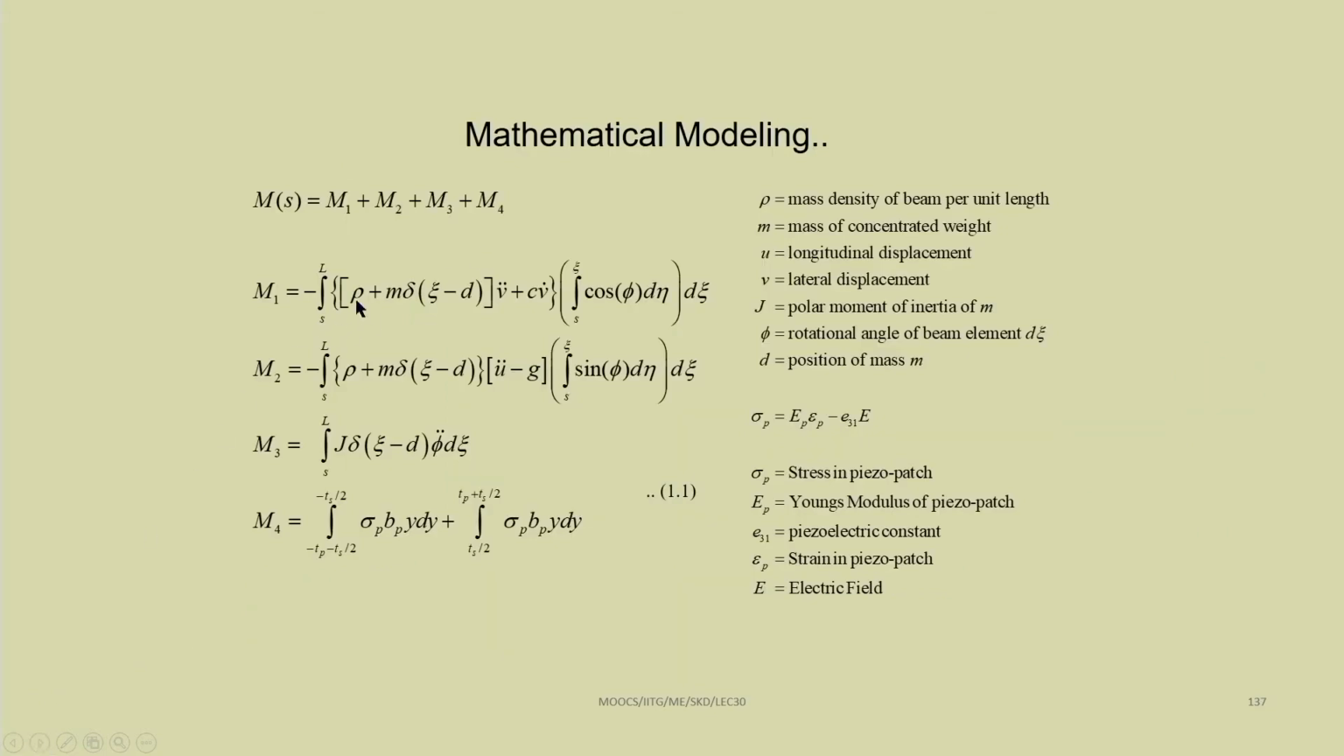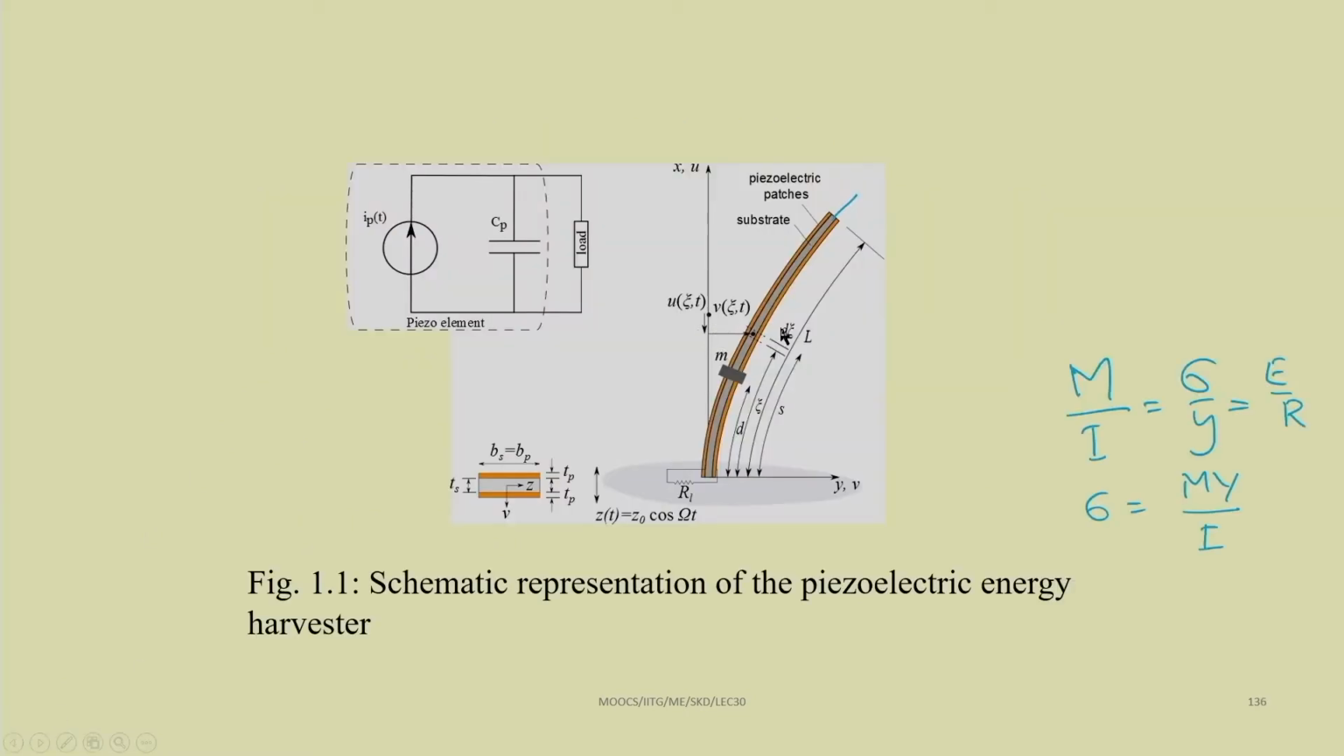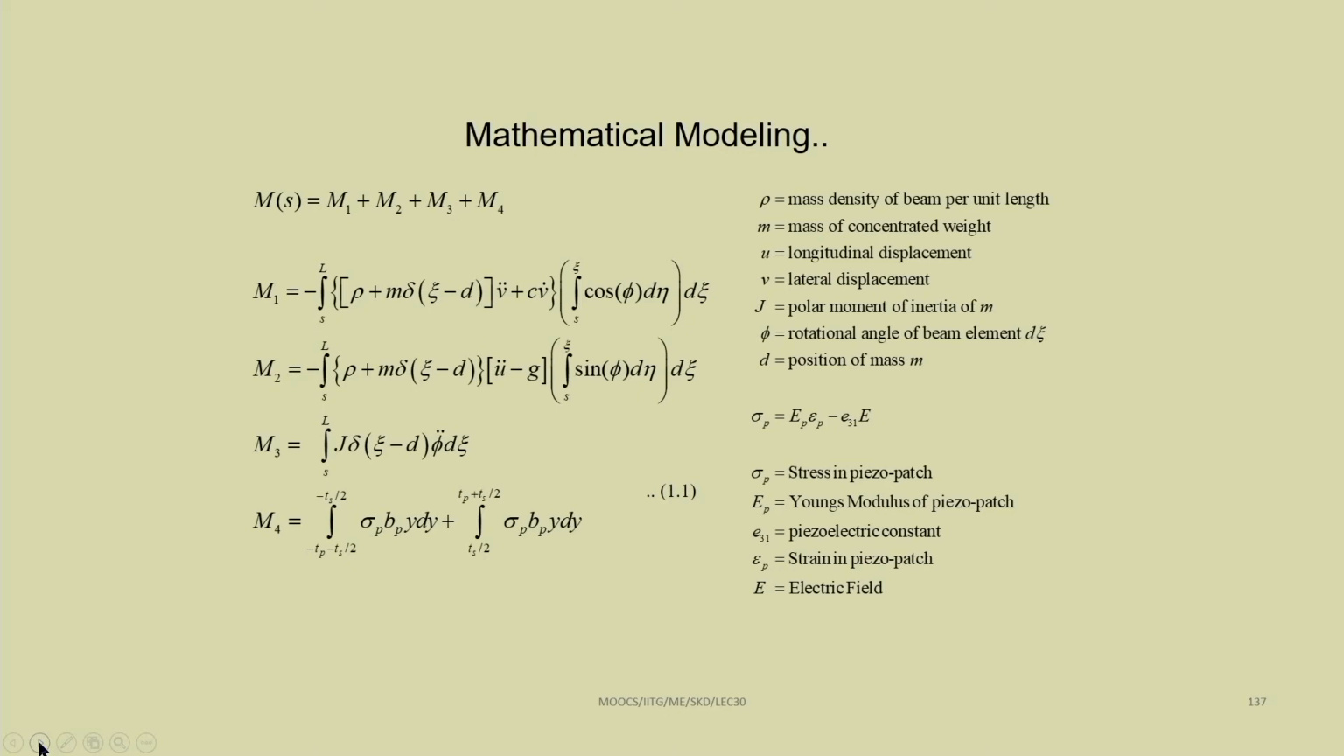Like the previous case, we can derive M1, M2, M3. v is in the transverse direction, and u is the axial direction displacement. First we have to take the inertia force in the transverse direction. This M1 is due to bending due to the transverse direction forces. So, this is equal to integral from s to zeta of (rho plus m delta(zeta minus d)) times (v double dot plus c v dot), into the distance cos phi d eta, where d eta is the dummy variable, into d zeta.